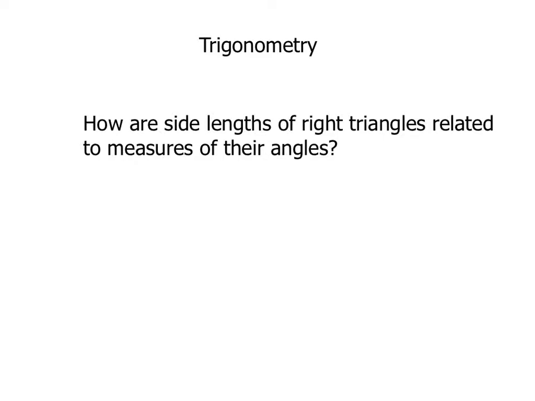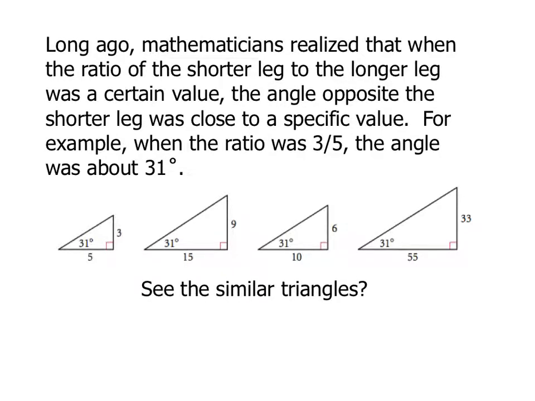We're going to talk about some trigonometry because here's where trig kind of started. So realize that mathematicians kind of noticed that when the ratio of the shorter leg to the longer leg of a right triangle was a certain value, the angle was very close to another value. Like in this one here, you can see when this side is 3 and that side is 5, the angle is about 31 degrees.